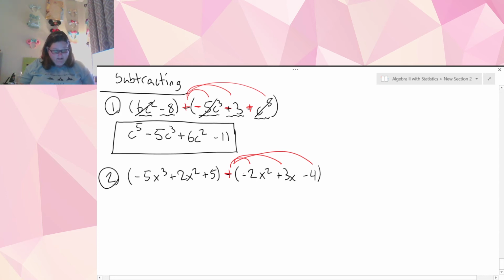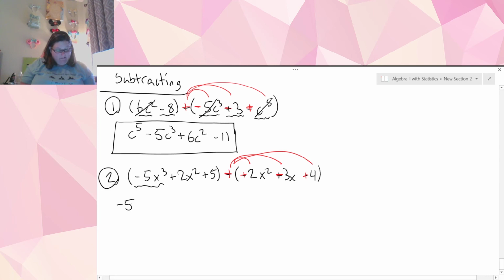So we're going to change this negative 2 into a positive 2. We're going to change this positive 3 into a negative 3. And we're going to change this negative 4 into a positive 4. And then we go through the same process like we did with adding. So start with your highest degree. My highest degree is 3.